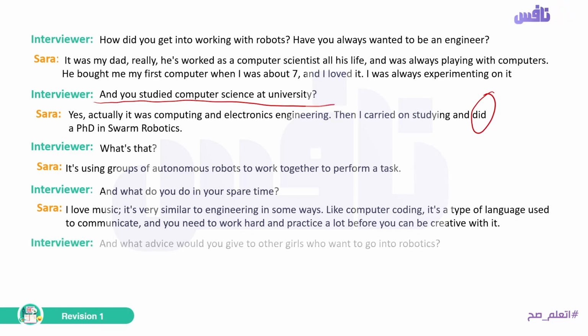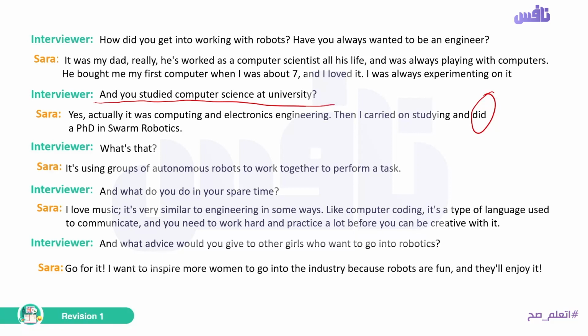The interviewer replied and said: and what advice would you give to other girls who want to go into robotics? Sarah replied: go for it. I want to inspire more women to go into the industry because robots are fun and they'll enjoy it.